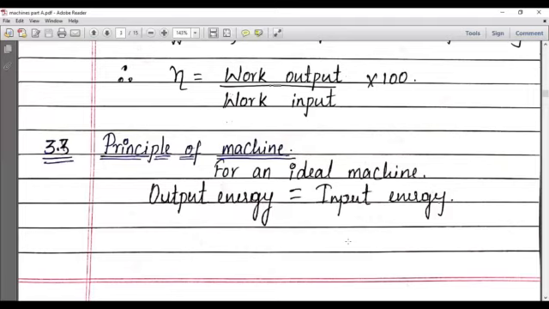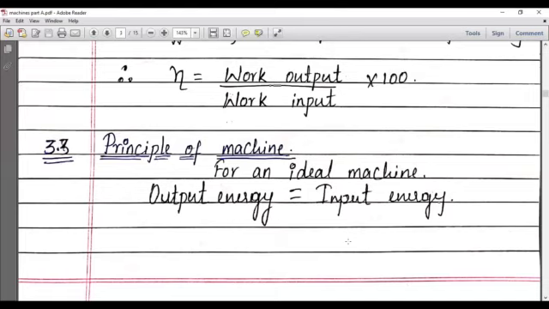The string in it is not perfectly elastic. If the string is perfectly elastic, then there would be no friction or no resistance offered by the machine. So now in this case, what happens? The string is not perfectly elastic. It means the output energy will be less than input energy.